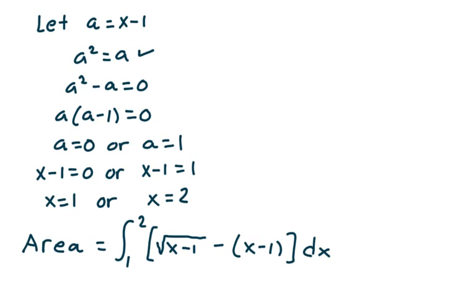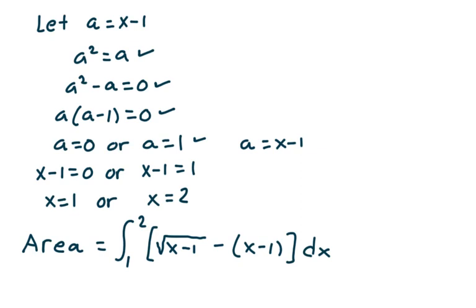Subtracting a on both sides, I get a squared minus a equals 0. Factor out the a, I get a times a minus 1 is 0. So a is 0 or a is 1. But remember that a is equal to x minus 1. Just a point of emphasis right here. So I'm going to replace a with x minus 1. And so x minus 1 is 0 or it's 1. Solving for x, I get x equals 1 or x equals 2. And that will determine my limits of integration for that area.